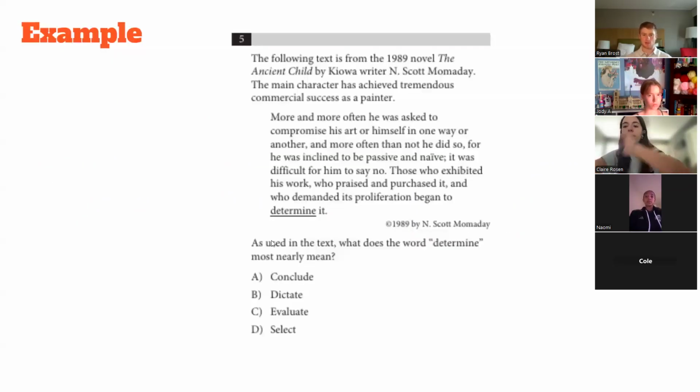So here, as used in the text, what does the word determine most nearly mean? Because it's just a word question, we don't really have to read all this unless we think we do after reading the last sentence. So those who exhibited his work, who praised and purchased it, and who demanded its proliferation began to determine it.